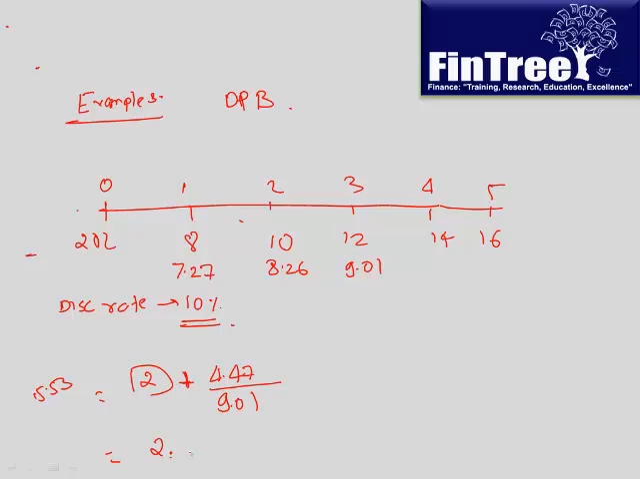Two point 5.95 months, so 2.59 years. Wait, what is 4.47 divided by 9.01? It is 0.49. So that's 2.49 years, which means 2 years and slightly less than 6 months. That's the discounted payback period.